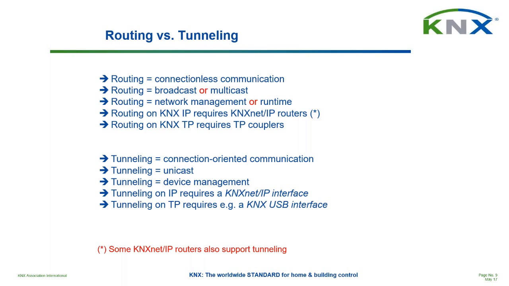Some remark on routing versus tunneling. There's also a lot of confusion about that. Routing is always connectionless communication, so that means it is either broadcast or multicast. So routing is actually used for network management or for runtime. Whereas tunneling is connection-oriented communication, which means tunneling is actually unicast and is only used for device management. I just wanted to add this because I have on several occasions seen this confusion. So I hope that this slide helps you out or can avoid this confusion.